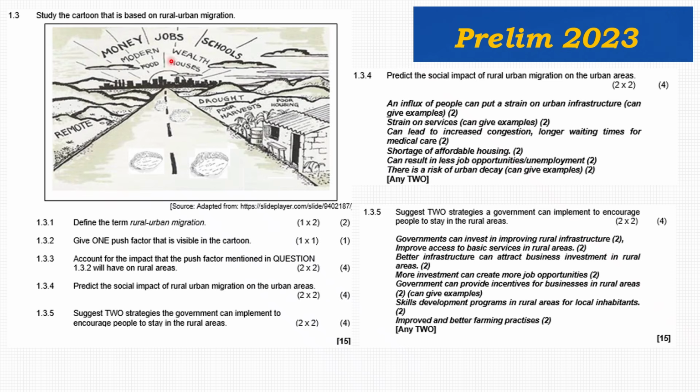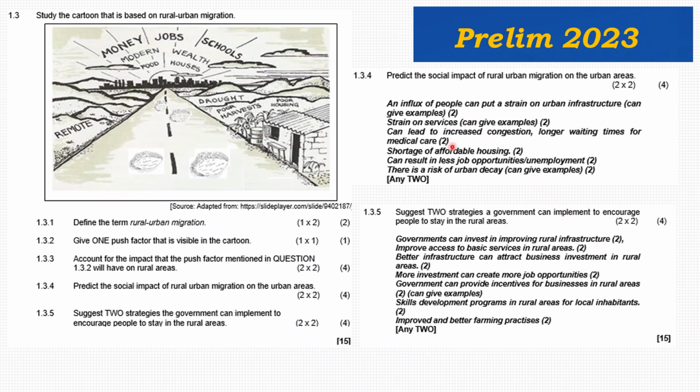Remember when these people went to urban areas, they thought there's going to be more jobs, but when they get there, there's just too many people, right? And then there won't be enough job opportunities for everyone, okay? There's a risk of urban decay or urban blight, right? Remember, these people can occupy buildings illegally, leading to the degradation of an urban area, right? So any two of those we have spoken about, right?